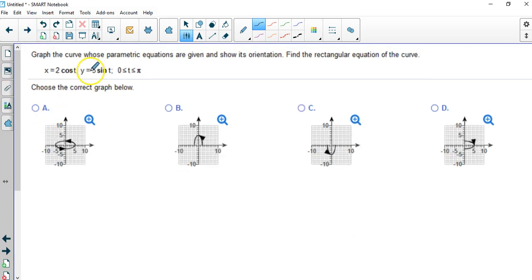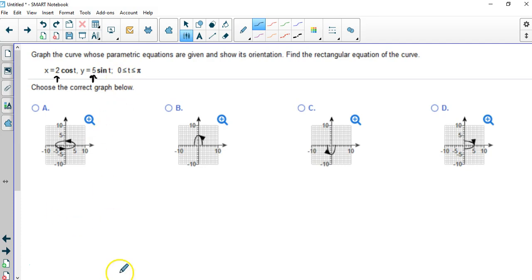One more that is a little more straightforward. I got x equal to 2 cos t and y equal to 5 sine t. Now notice these have different coefficients, so we're certainly not going to be talking about a circle. If I have different coefficients, then we're talking about an ellipse. I'm going from 0 to pi, so we may not be going around the whole graph, something like this.